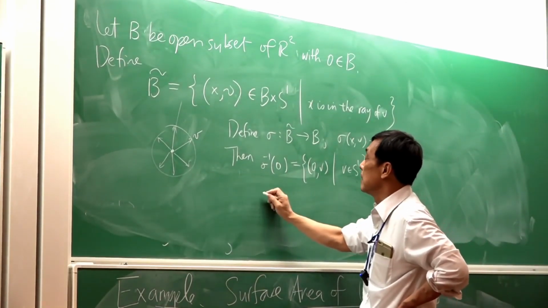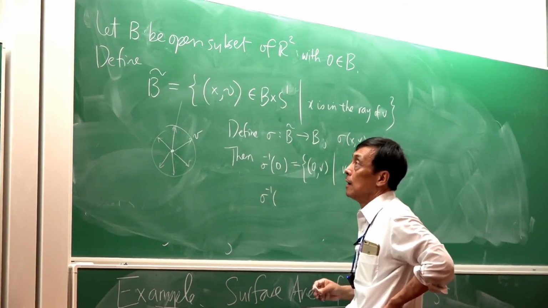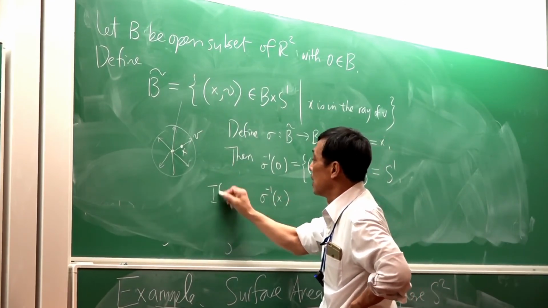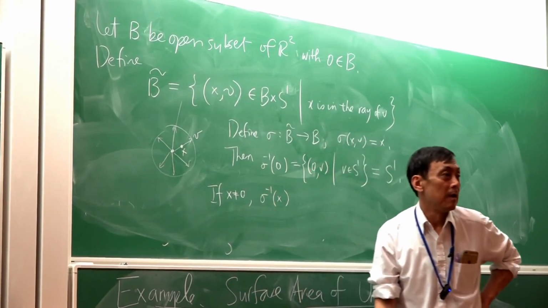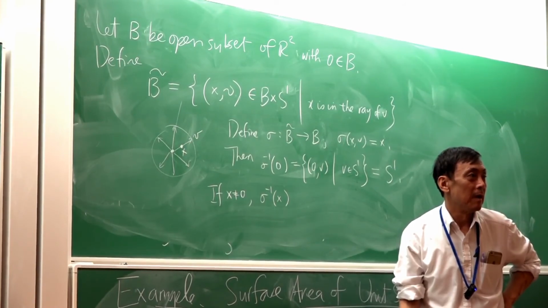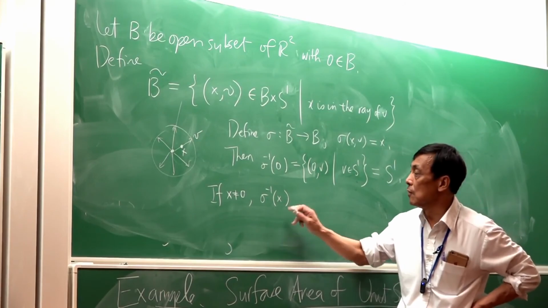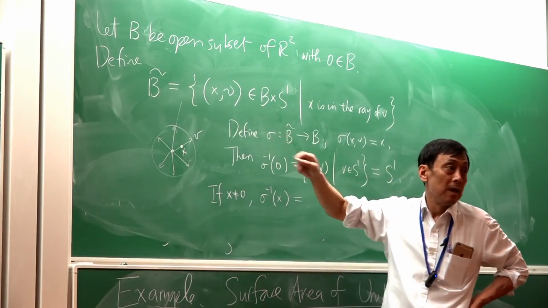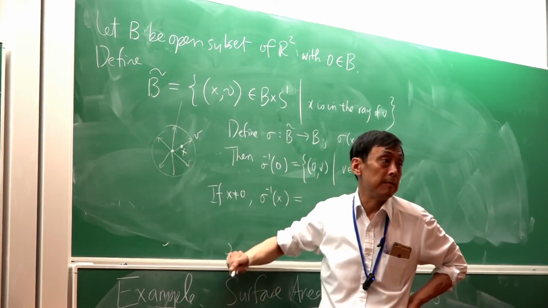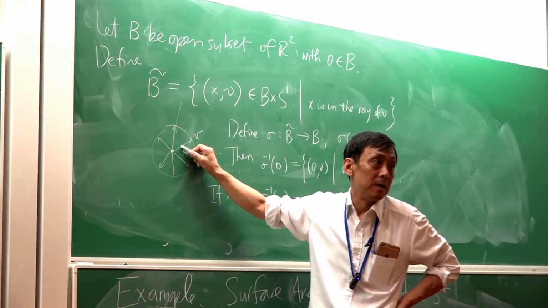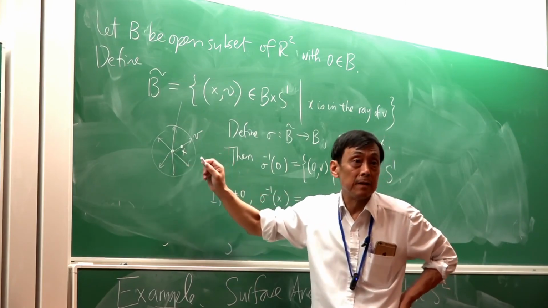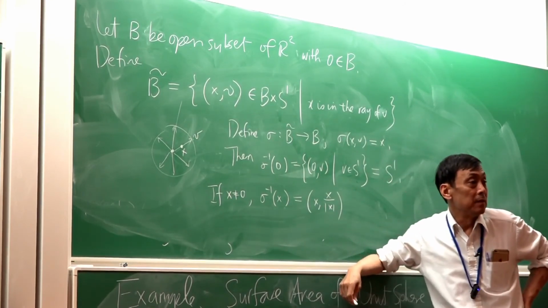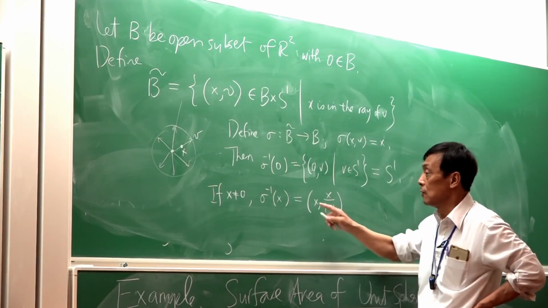Now, what is the inverse image of a point x where x is not 0? To be in B tilde, this v has to be the ray that contains x. If x is not 0, then there's only one ray that contains x, and v has to be x over the magnitude of x, because it has unit length. So it's a single point.